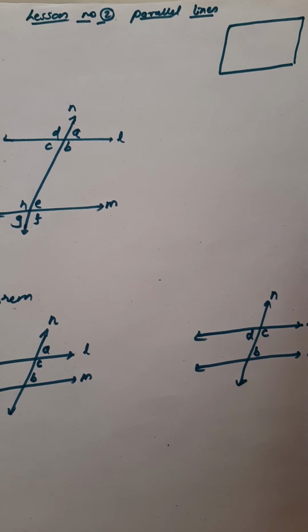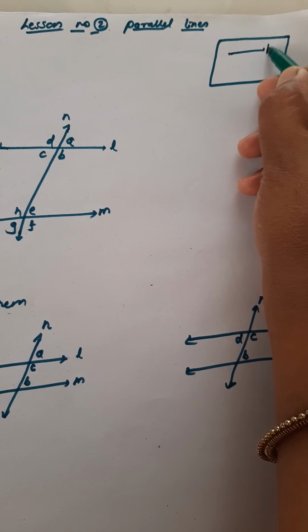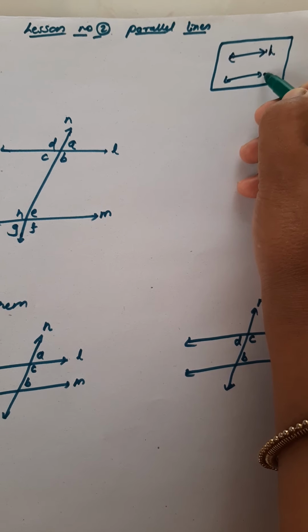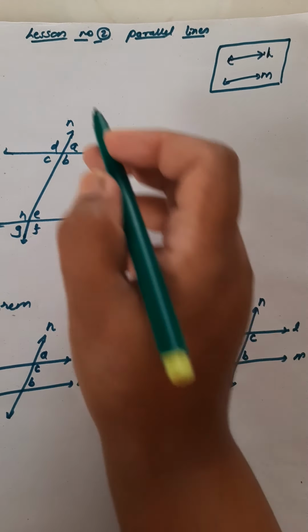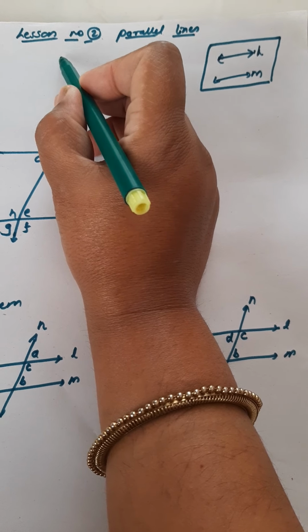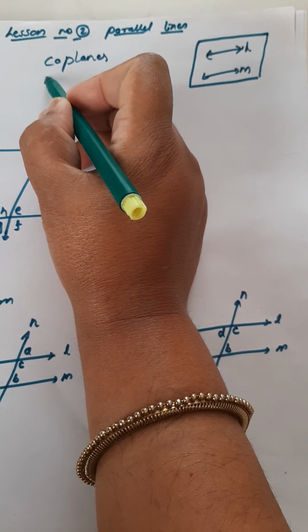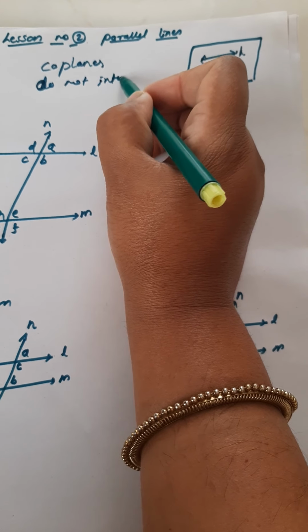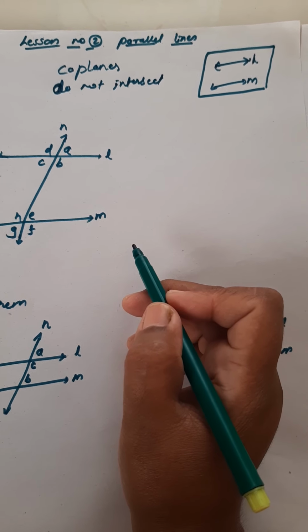The lines which are coplanar but do not intersect each other are called parallel lines. The lines which are coplanar and do not intersect are called parallel lines. Understand, students? Now I will explain.